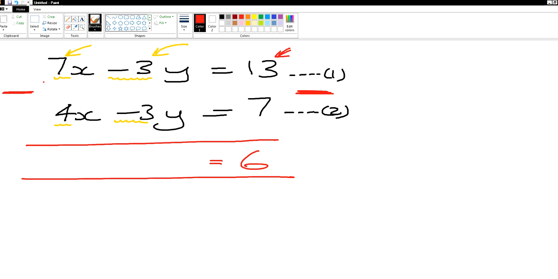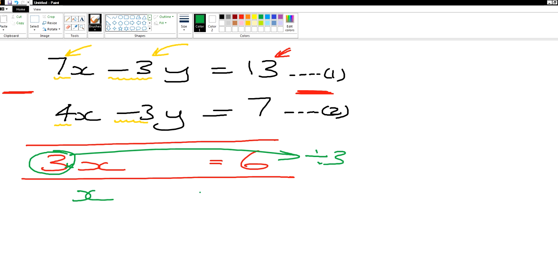Minus 3y minus minus 3y gives us nothing, because these two minuses become a plus. And the question then becomes minus 3y plus 3y, so that becomes nothing. So I'm just going to leave it as fresh here. And the last part here: 7x minus 4x, that will give us 3x. Now we need to solve it. x has been multiplied by 3. Opposite of multiply by 3 is divide by 3. So x is equal to 2.